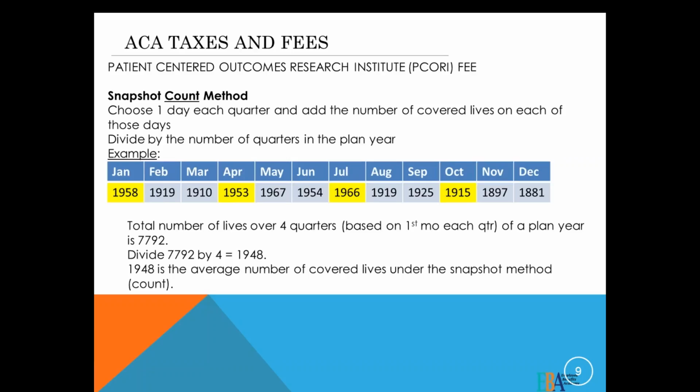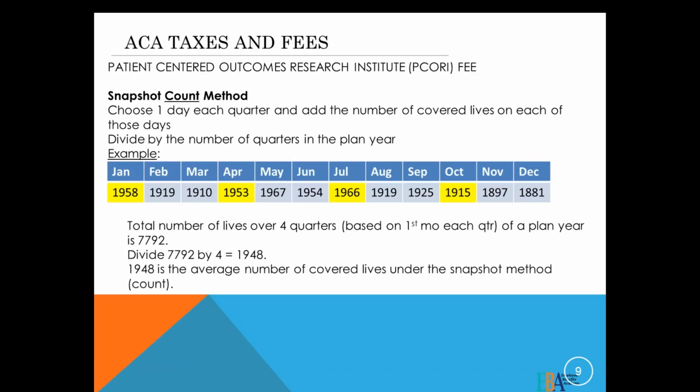Caution, sometimes there are 366 days, so you have to make sure you're using the right divisor for those particular years. The snapshot count method is similar to the actual count, but it only uses 4 days per plan year rather than every single day. So employers choose 1 day of each quarter and add the number of lives on that day or within 3 days of that date. You add those together and you divide by 4, which is the number of quarters in the plan year.